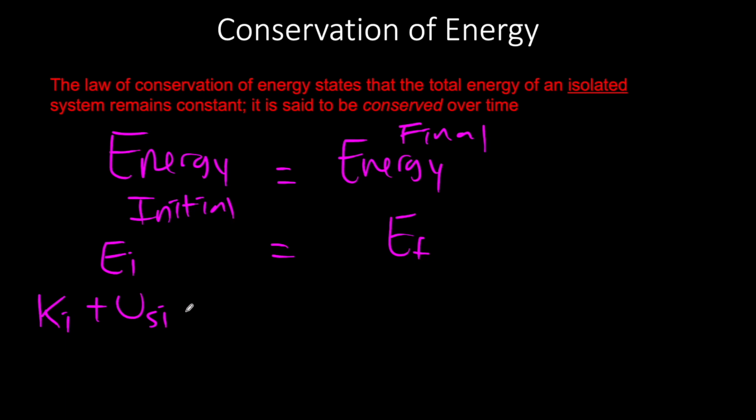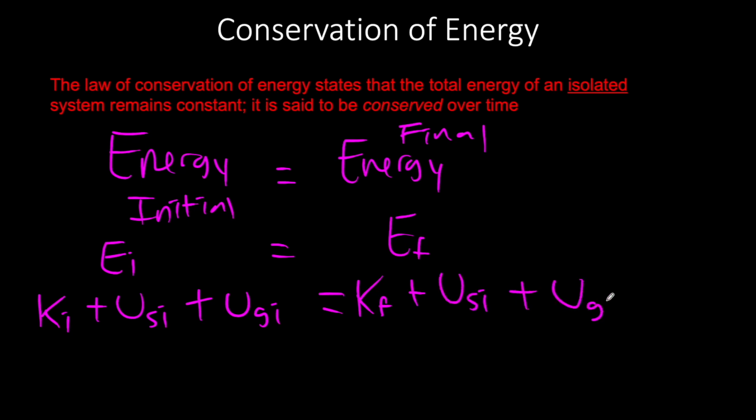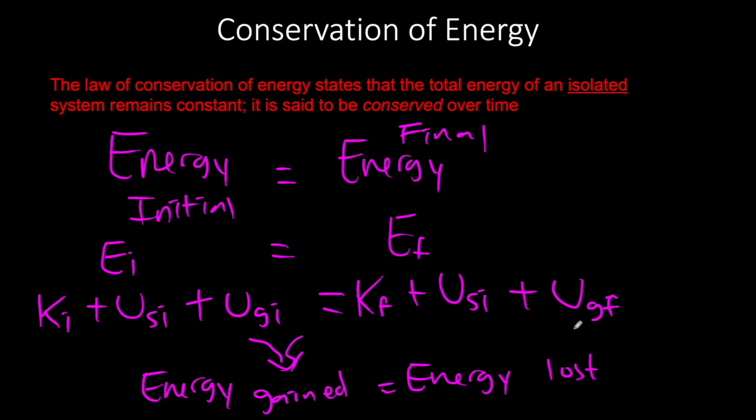So initial spring potential energy plus initial gravitational potential energy is equal to final kinetic energy plus final spring potential energy plus final gravitational potential energy. So by doing this, another thing you can say is energy gained is equal to energy lost, right? Because the total amount of energy remains constant. So if you gain some energy, you must lose some energy, and the amount of energy you gain must be equal to the amount of energy you lost, so that the total amount of energy remains constant, right? So this is conservation of energy.